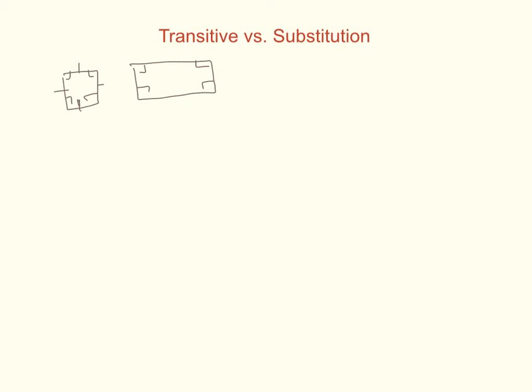You can see, for example, this rectangle that I circled in green has 4 right angles. It qualifies as a rectangle, but it doesn't get to be a square because it doesn't have 4 equal sides. In the same way, transitive is a type of substitution. Transitive is a special substitution, just like a square is a special kind of rectangle.